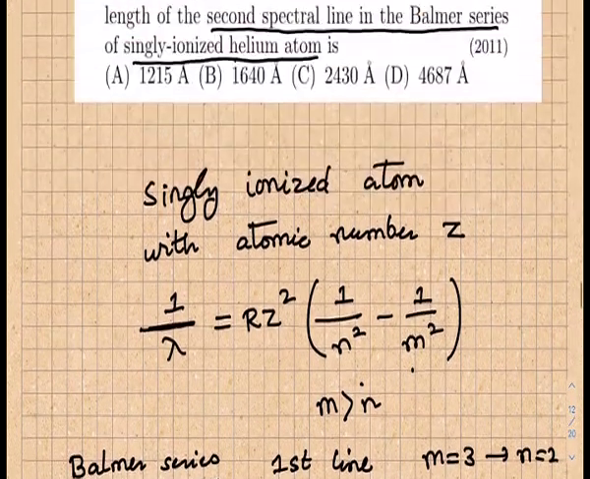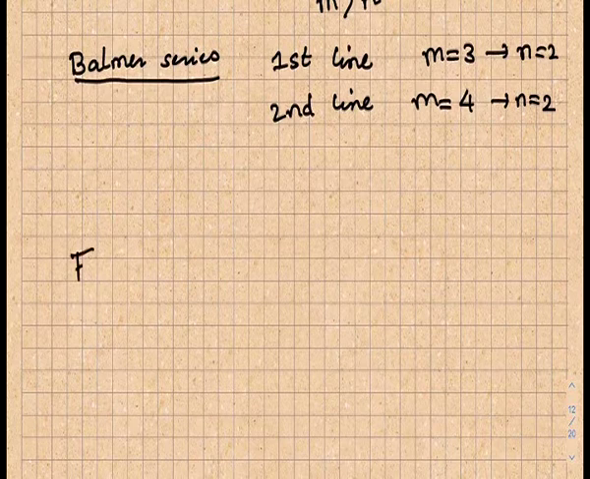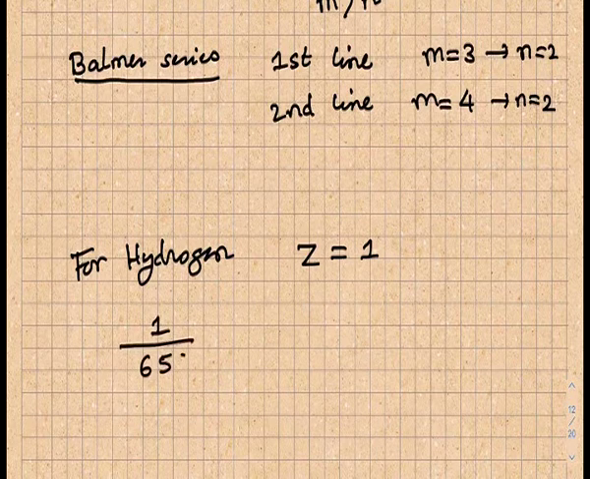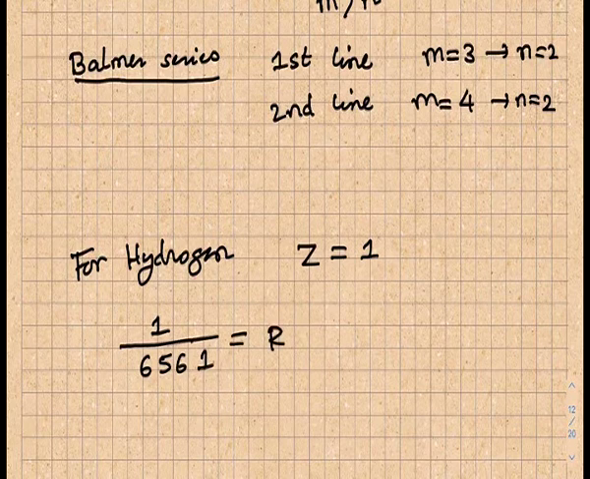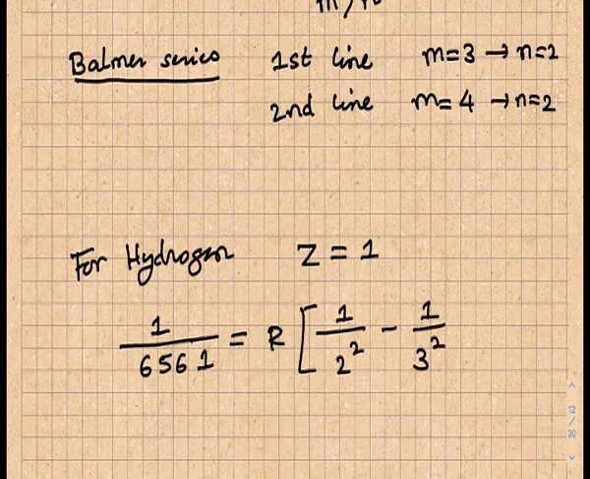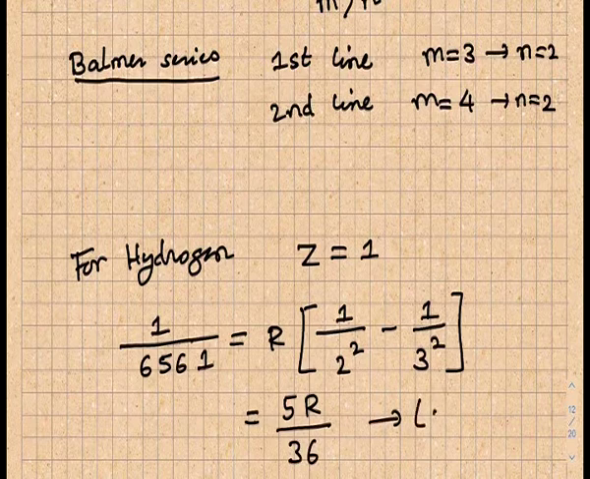Now, two things are there. One is information for the hydrogen atom is given and its wavelength is given. For hydrogen, you have Z is equal to 1. And wavelength was given as 6561 angstrom. So this formula, let me apply. R is Rydberg constant. R Z square, Z is 1. So I have 1 by lambda for the first line, going from 3 to 2. And if you do it, you are going to get 5R divided by 36. This is my 1.